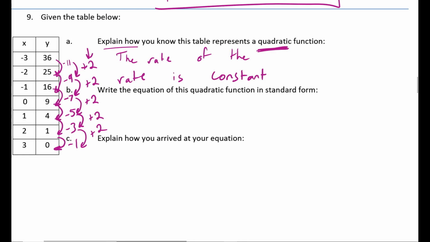So since the rate of change is constant, we know this has to be a quadratic function. And now they asked us to write the equation of the quadratic function in standard form. So recall that standard form is ax squared plus bx plus c. So I need some sort of x squared term and then some other stuff after that. In order to do this, we need to go to our calculator.